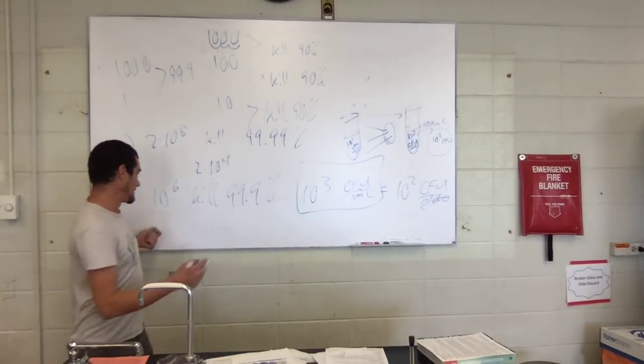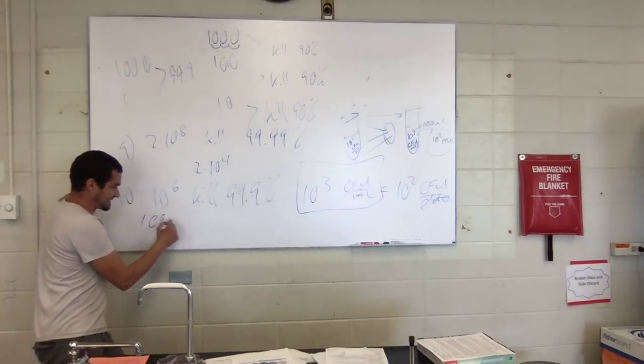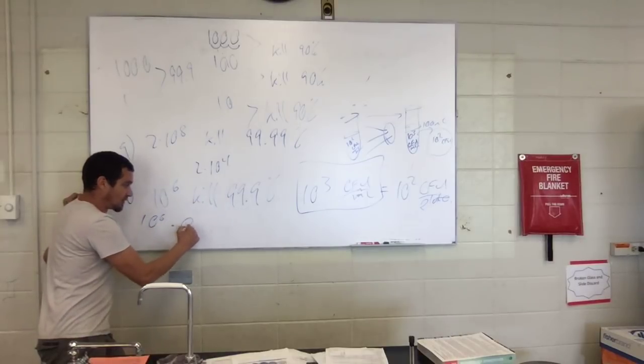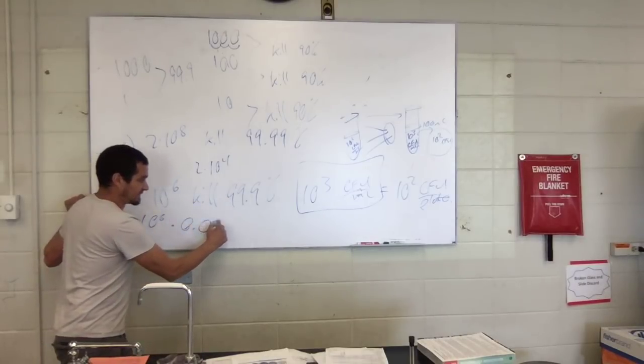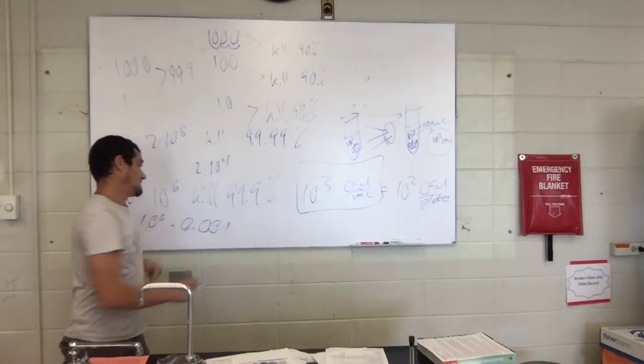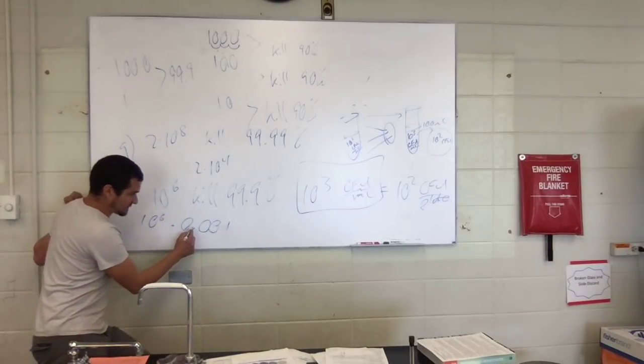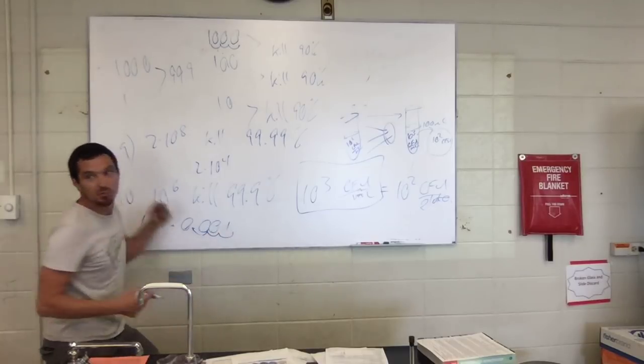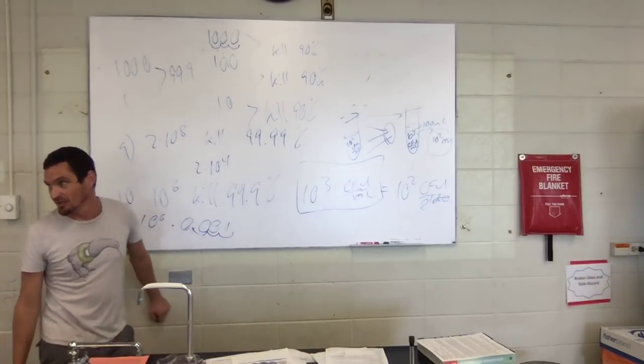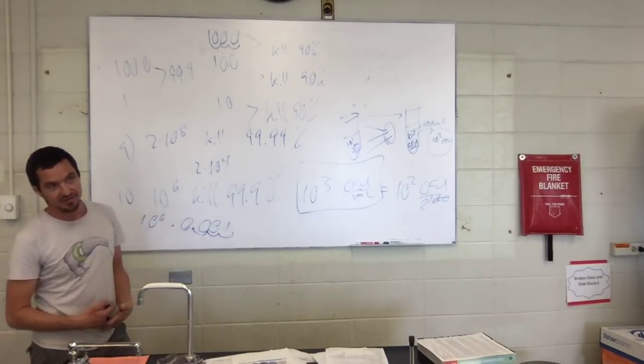The other way to do this would be to multiply and calculate. You take 10 to the 6th times 0.001, right? And you get the same thing. And this would be moving over 1, 2, 3 decimal points. So you get the same net effect.